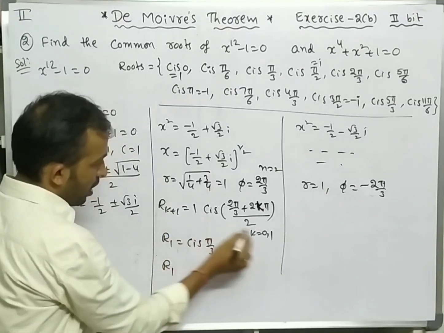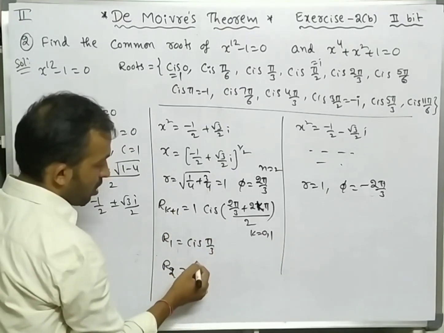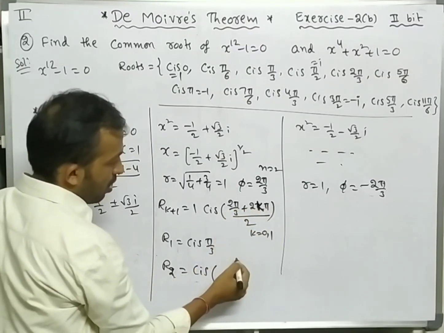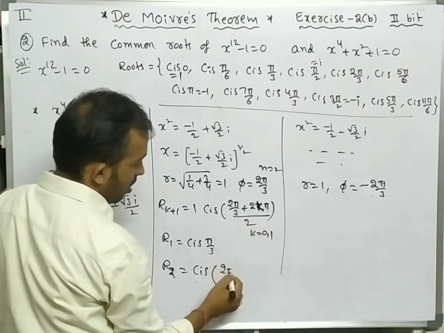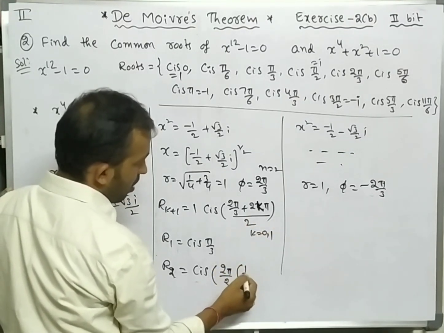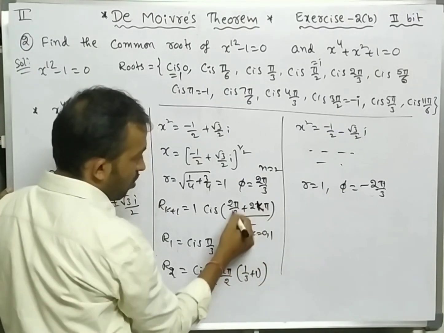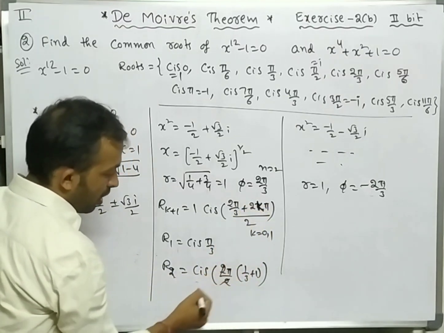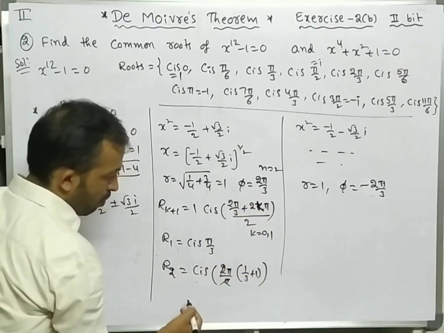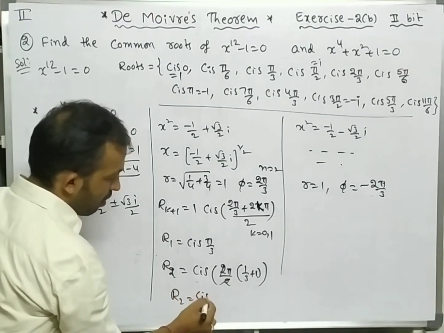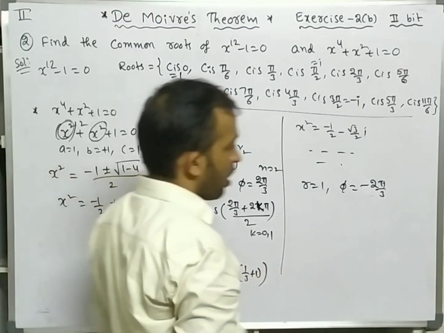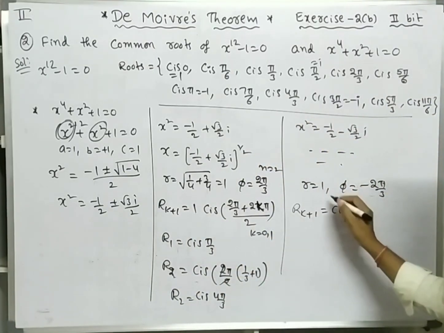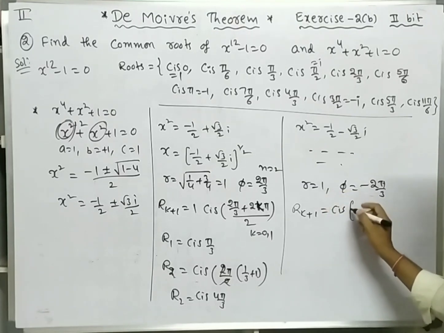Next, if k is equal to 1, then the second root is cis of 2 pi by 3 plus 2 pi by 2, where 2 pi is common, that is 1 by 3 plus 1 remaining inside. Do careful simplification, substitute k equal to 1 and simplify. So finally you will get 3 plus 1, 4 pi by 3. The second root r2 is cis 4 pi by 3.